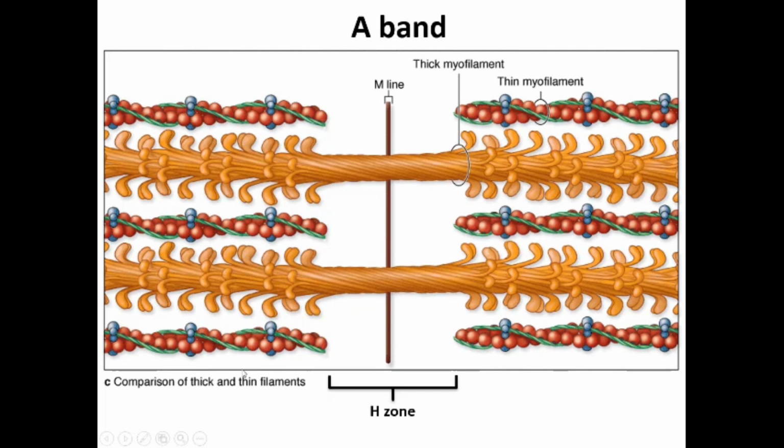With more magnification, you can see an A band here. In the A band, we have an overlapping part between the thin and thick filaments, and in the middle we have the H zone. Actually in the H zone we just have thick filament without overlapping, and in the M line, as we said, we have some protein concentration here.